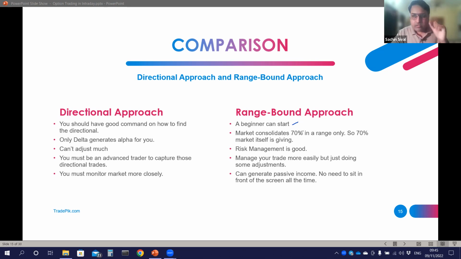The second most important reason to trade with the range bound strategy is that 70% of the time the market consolidates in a range. So the market itself is giving you 70% accuracy if you are trading with the range bound approach. How am I saying this? You can see that only 30% of the time do you get a sharp move; otherwise it trades like this. The move is up, but it's consolidating so much. Every day you are losing theta, and because of theta your premium keeps going down, and when premium goes down, your delta sensitivity also decreases.